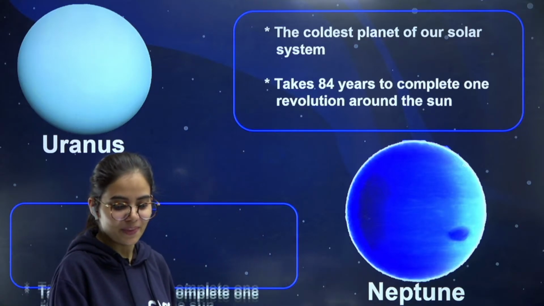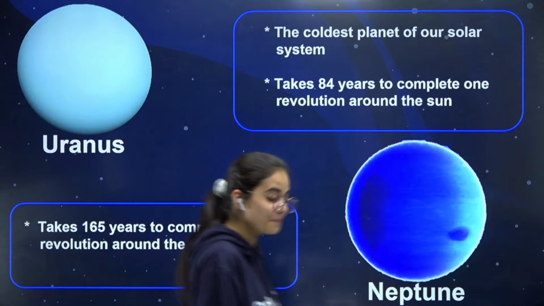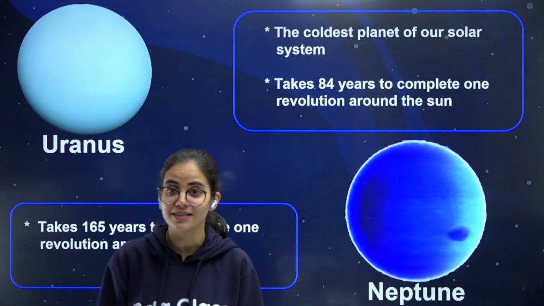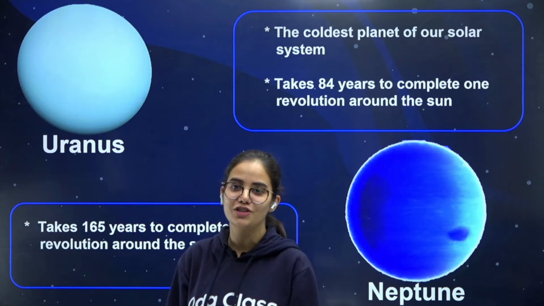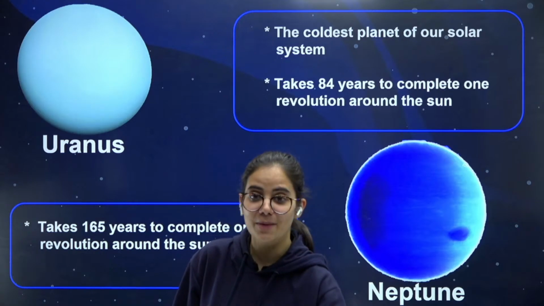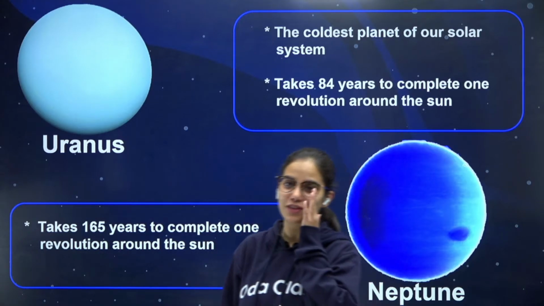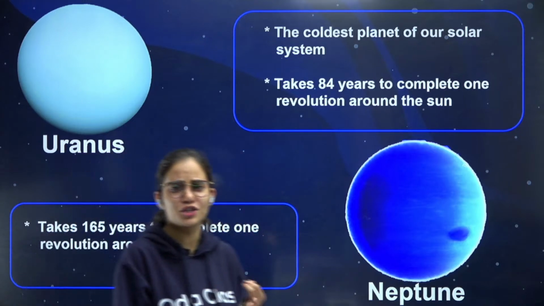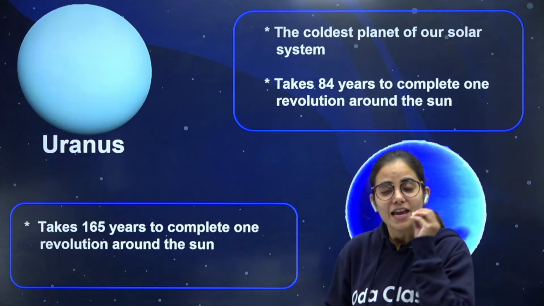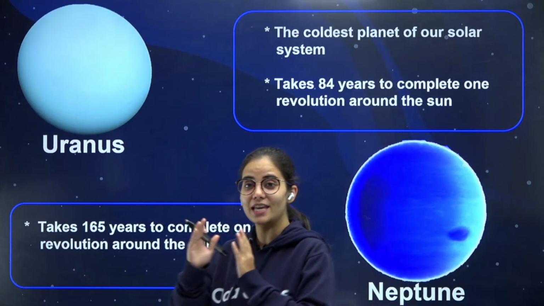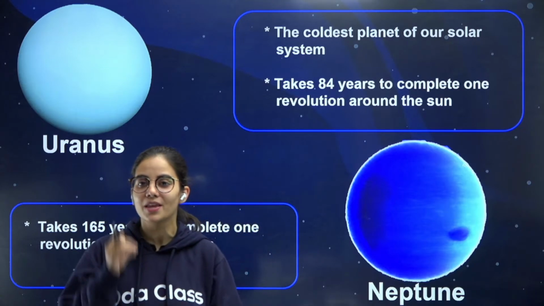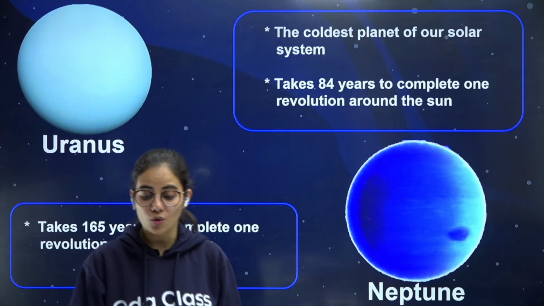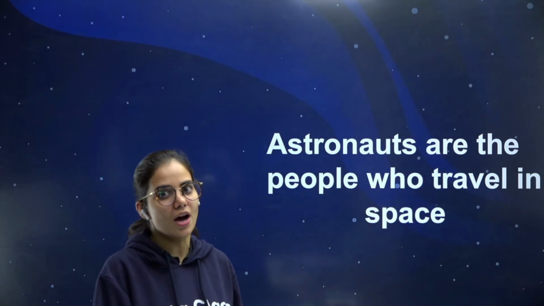Try to give it a guess. Okay, so you have the answer. And it takes around 165 years to complete one revolution around the sun. Now, this is something interesting. All the planets that we have got, starting from Mercury, be it Venus, Earth, Mars, Jupiter, Saturn, Uranus, or Neptune, every one of them takes their own time because each one of them is moving in their fixed orbits around the sun. So all these are very interesting things which are happening around us.